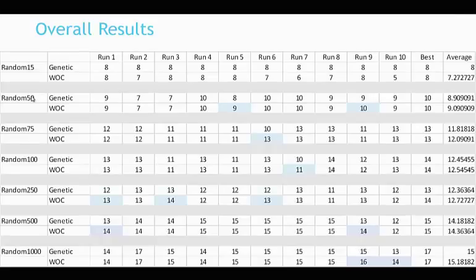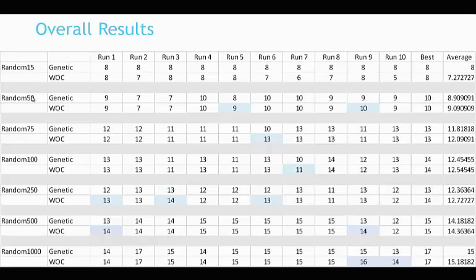So the overall results. The overall results table here shows the biggest maximum click size of a subgraph returned by the genetic algorithm and the wisdom of the crowd algorithm. I did this test because I wanted to see how often the wisdom of the crowd algorithm improved upon the answer returned by the genetic algorithm. So you can see some cells of this table are highlighted in blue. Those are cases where the wisdom of the crowd algorithm was able to improve upon the biggest maximum click size of a subgraph returned by the genetic algorithm.